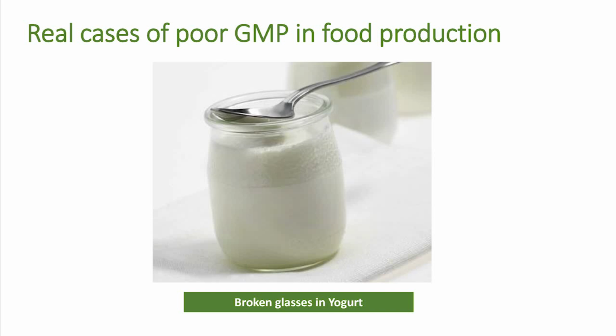I told you sometimes the packaging material is the source of the issue. Broken glass in yogurt. This yogurt, the packaging material is glass, but inside the yogurt, they found broken glasses. Why? Maybe because when they were producing the packaging materials, there were some glasses that were already there. So because of poor good manufacturing practices, they found pieces of glasses. And this product was recalled.